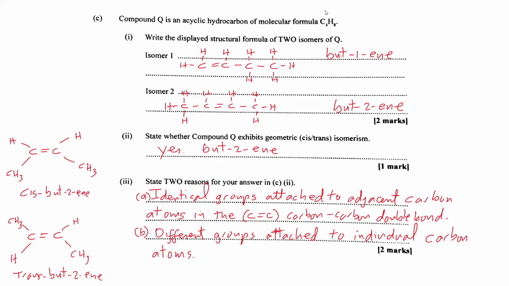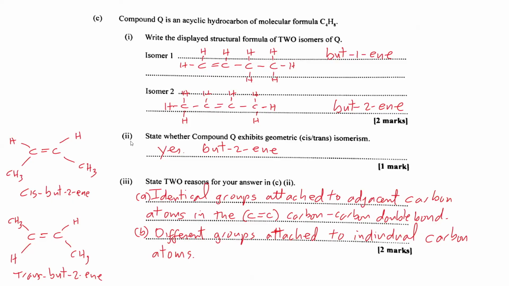Now, looking at the formula, we see that C4H8 would give us an alkene. So we could draw our structure for our first isomer as but-1-ene, where we put the double bond between the first and second carbon. In our second isomer, the double bond would move from between the first and second carbon to the second and third carbon, and this would represent our two isomers.